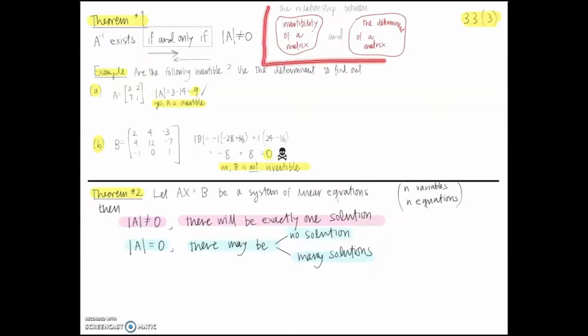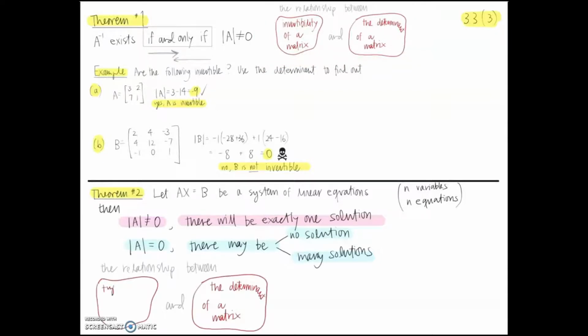So whereas before we had a relationship between the invertibility of a matrix and the determinant of a matrix, now we see a relationship between the type of solutions to a system of equations and the determinant of the coefficient matrix. So once again, the determinant tells us some information about something that maybe wasn't obviously related to the determinant.